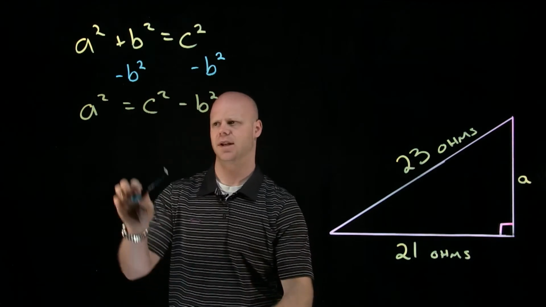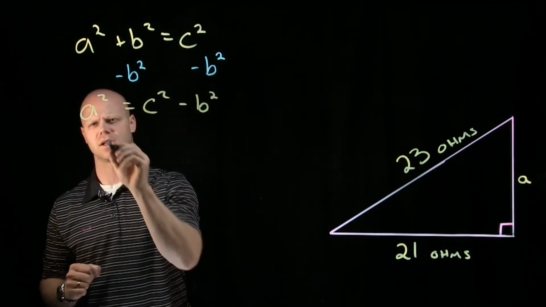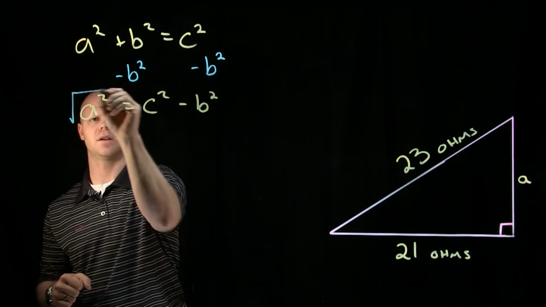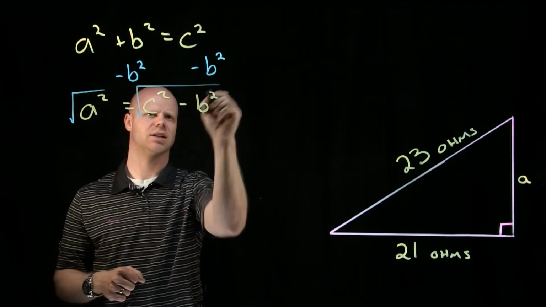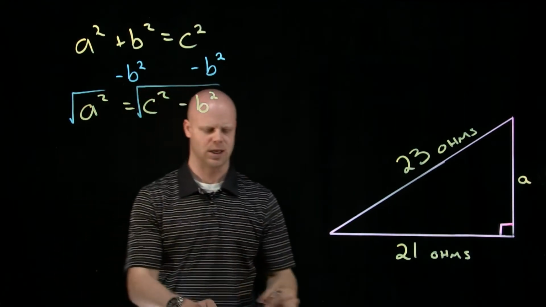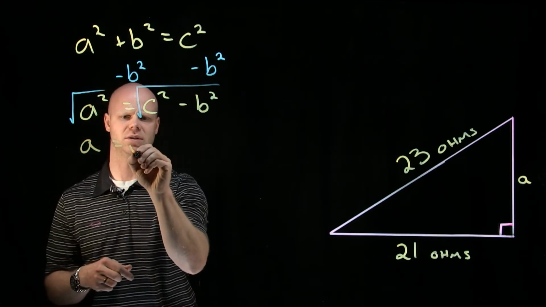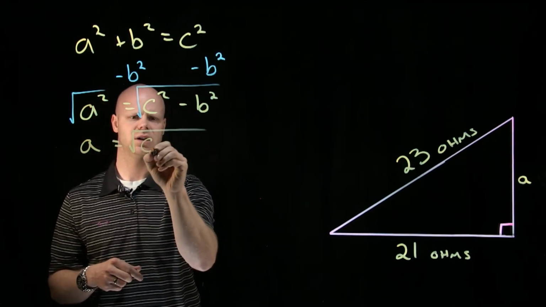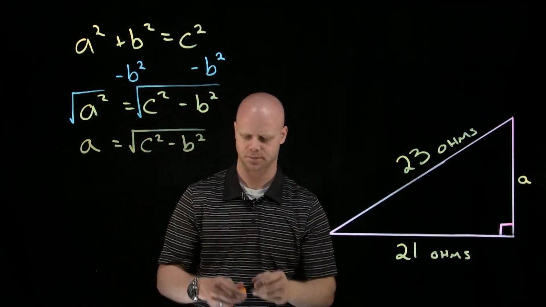I need to get rid of that squared function because I need to solve for a all on its own. So the opposite of a square is a square root. What I do to one side, I must do to the entire side over here. And I am left with a is equal to the square root of c squared minus b squared.